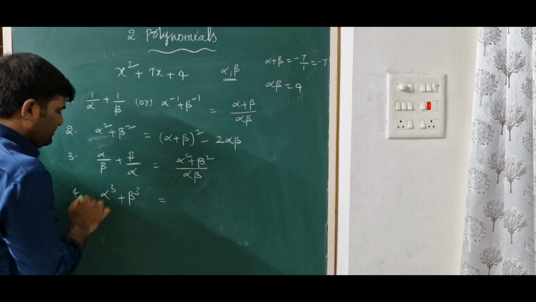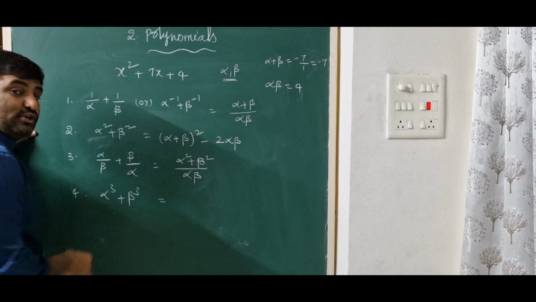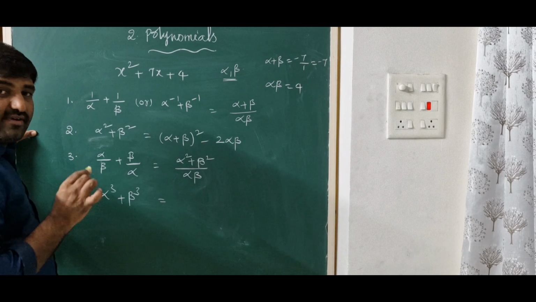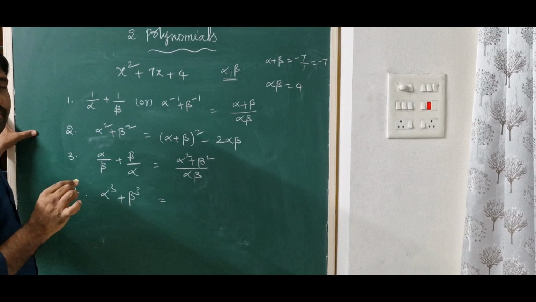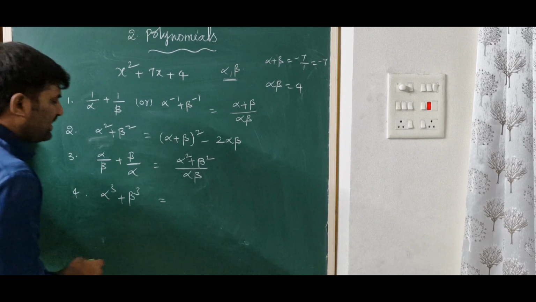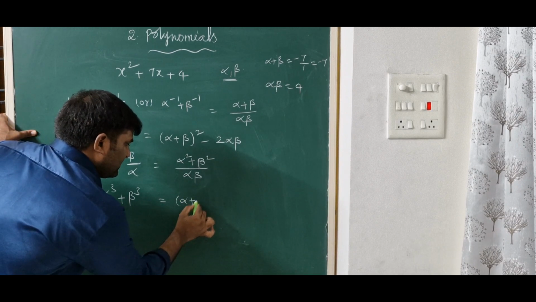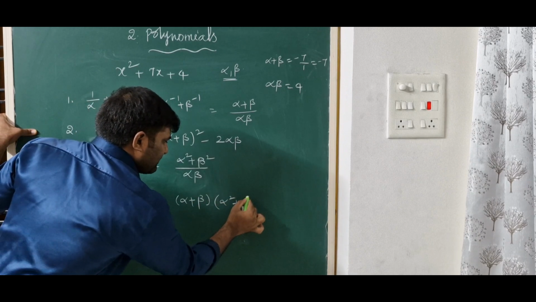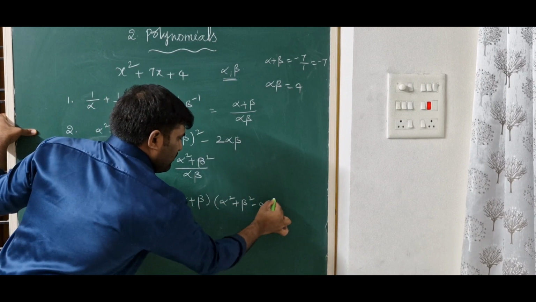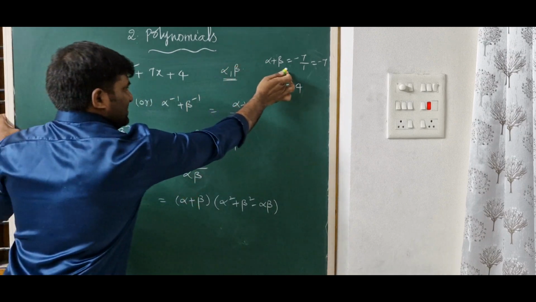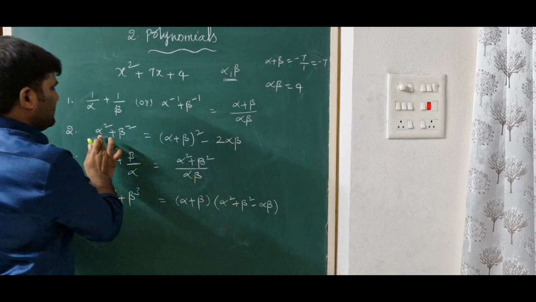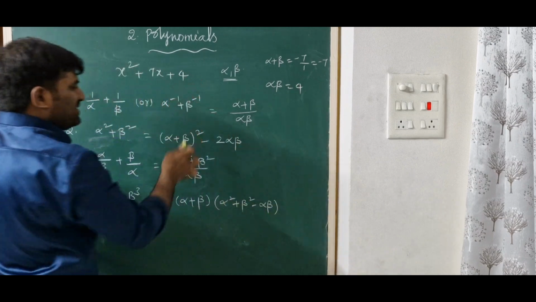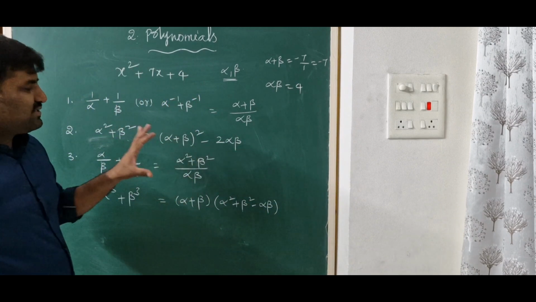Next, last question, this fourth one, alpha cube plus beta cube. Alpha cube plus beta cube also we should write in terms of alpha plus beta and alpha beta. We know the a cube plus b cube formula, that a cube plus b cube is nothing but a plus b into a square plus b square minus ab. Now we know the alpha plus beta value, that is minus 7. Alpha square plus beta square you will get from this, minus alpha beta is 4. By using these techniques, you can solve the problems.